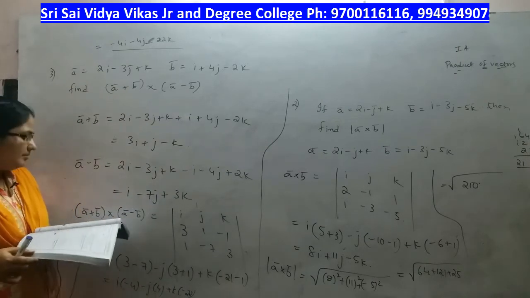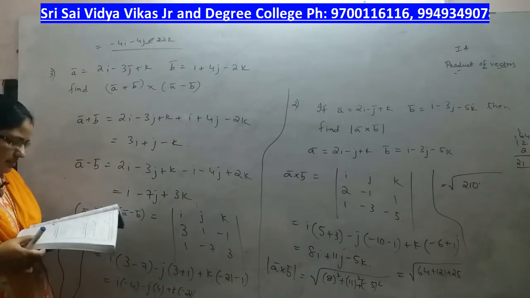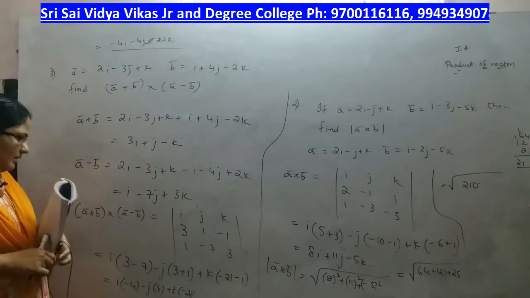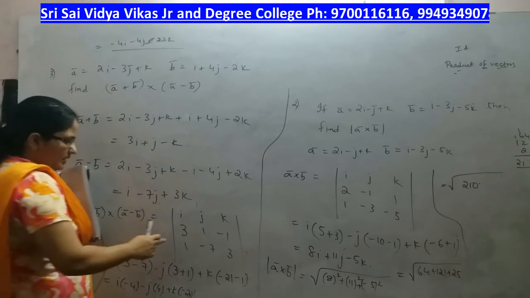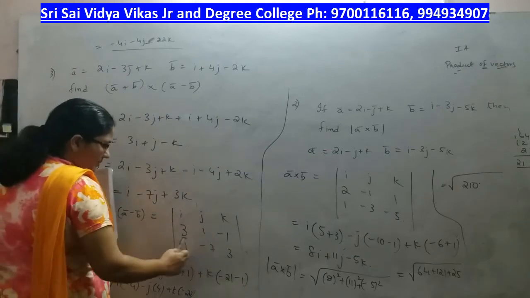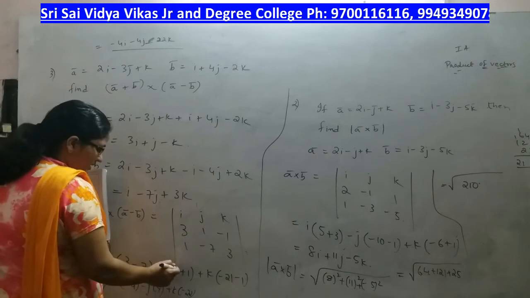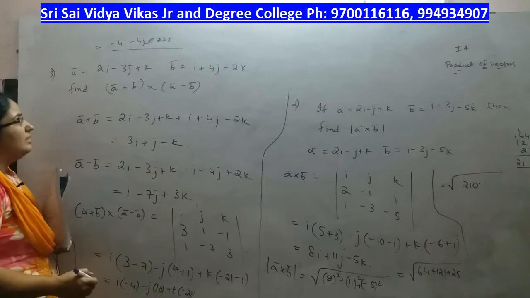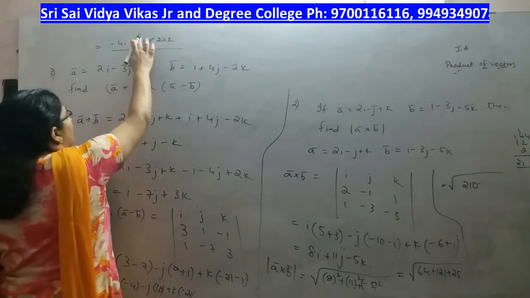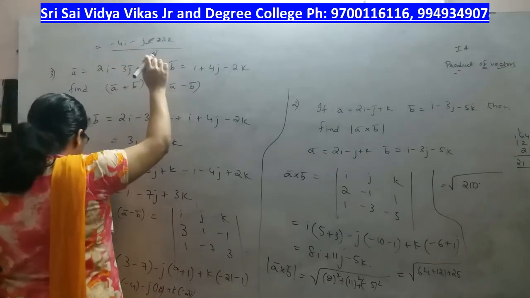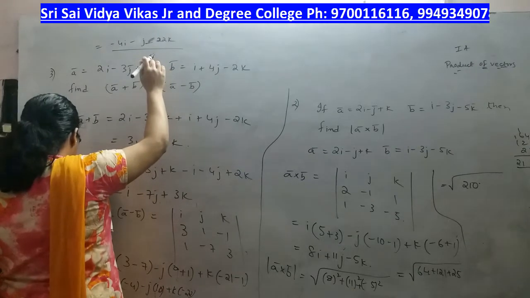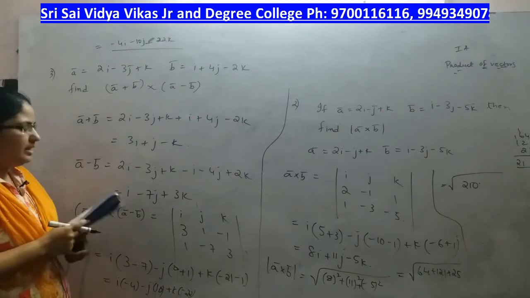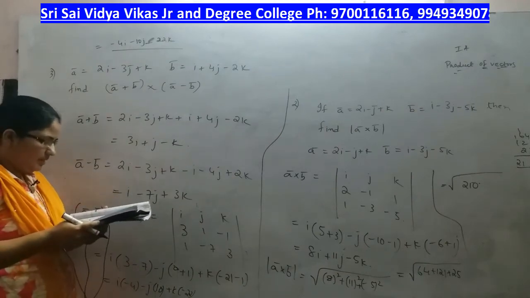Minus 4i, j into 3 plus 1, 9 plus 1, so this is 10. Okay, let us discuss the next problem.